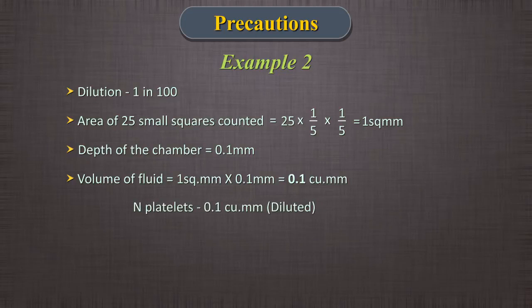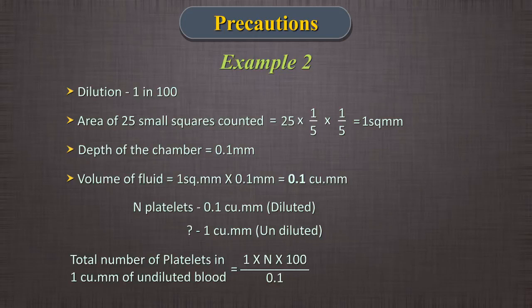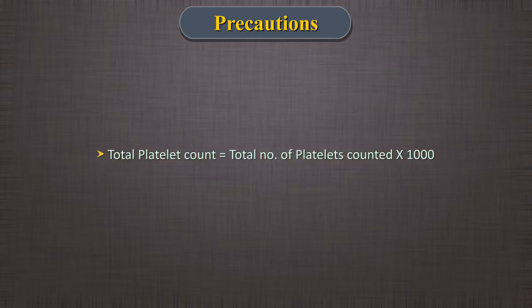As n was the total number of platelets in 25 smaller squares, that is, in 0.10 cubic millimeter of diluted blood, then total number of platelets in 1 cubic millimeter of undiluted blood will be n multiplied by 100, that is dilution factor, divided by 0.1, which is volume of fluid counted. This is equal to n multiplied by 10 multiplied by 100 divided by 1, which is equal to n multiplied by 1000. Thus, you will get total platelet count by multiplying the total number of platelets counted by 1000.